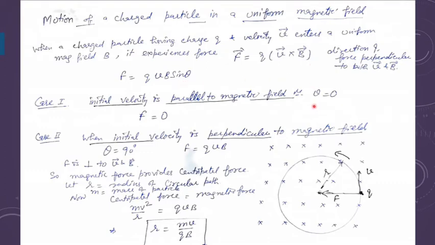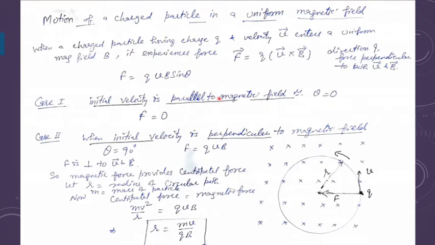The second thing we can say is that if theta is 0, the particle is moving parallel to the magnetic field, or it can be anti-parallel, theta is 180. Then sin 0 or sin 180 is 0, so the force exerted will be 0. So if theta is 0, parallel, or even anti-parallel, the magnetic force will be equal to 0.